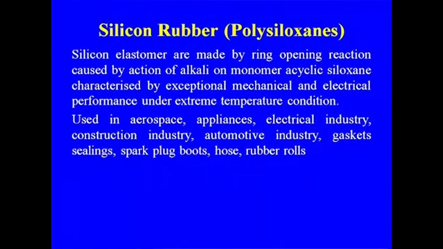So, so far as silicon rubber is concerned, this is used in aerospace appliances, electrical industry, construction industry, automotive industry, gasket lining, spark plug boards, hose, rubber rolls.